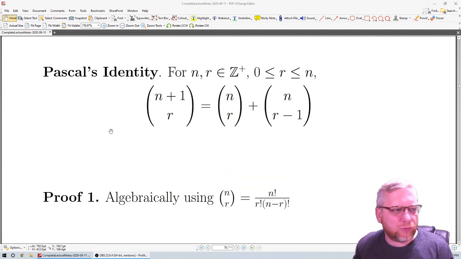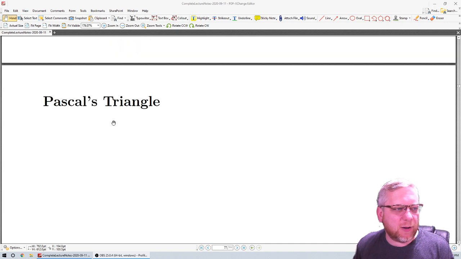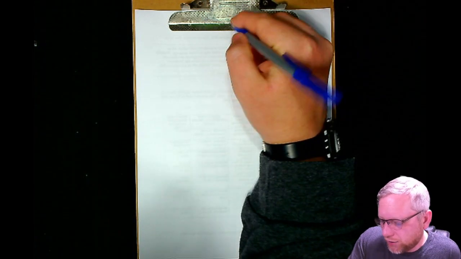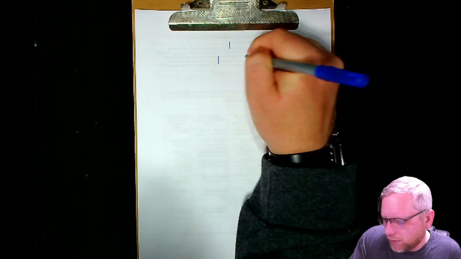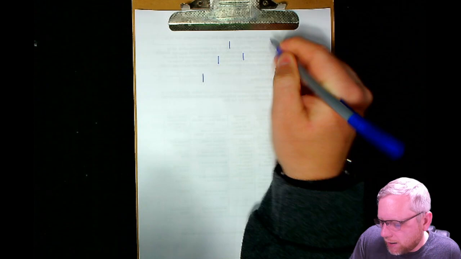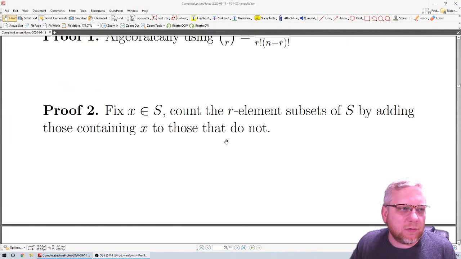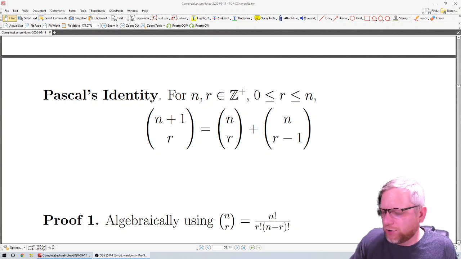Now, before we get into the proof, I'll just mention a little bit about Pascal's triangle, which you may have seen already in high school. I mentioned this in an earlier video, but just in case you've forgotten: you fill out ones down the side, and then to get the inner numbers, you add the two above it. And that's exactly what the statement of the theorem is. N plus 1 choose r is equal to n choose r plus n choose r minus 1.